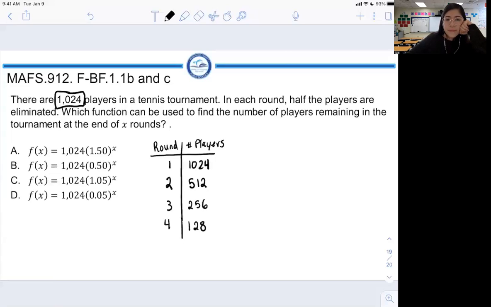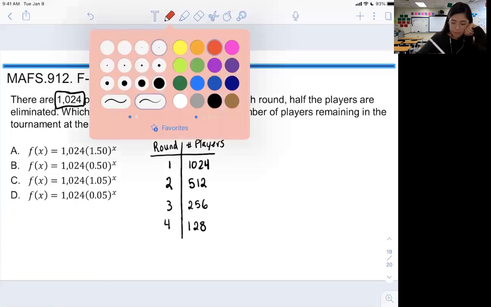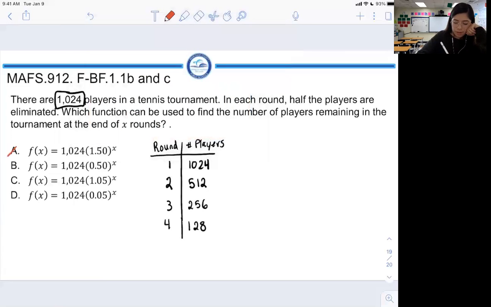So, I think we can cross two answers out, because it seems like it's decreasing, and C looks like it says it's increasing 5%, and A says it's increasing 50%, so obviously that's not it. Beautiful. Good job. You can definitely eliminate those two since we know it's decreasing. All right, and from here, what can I do?